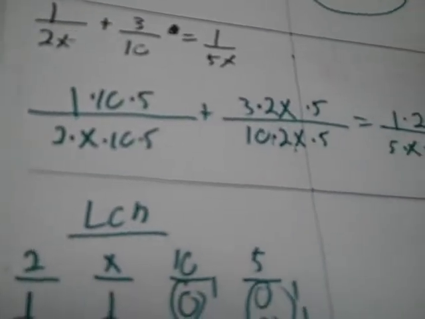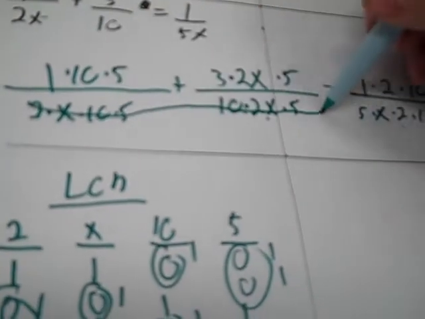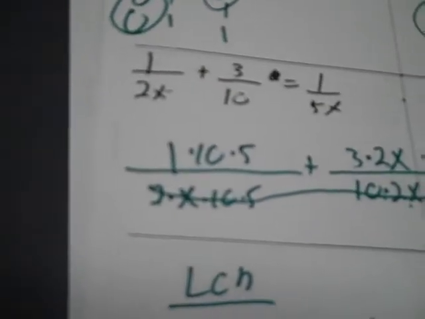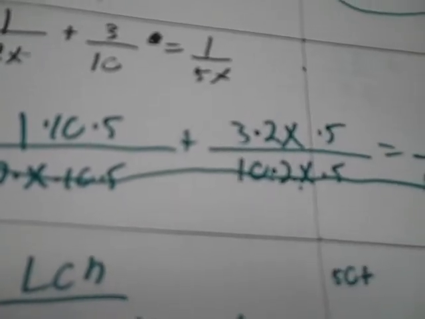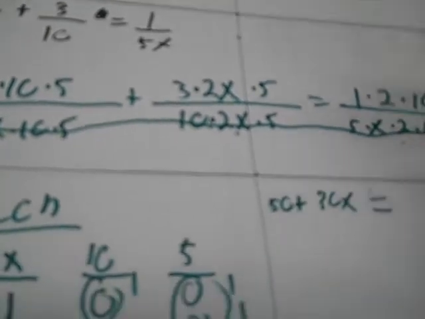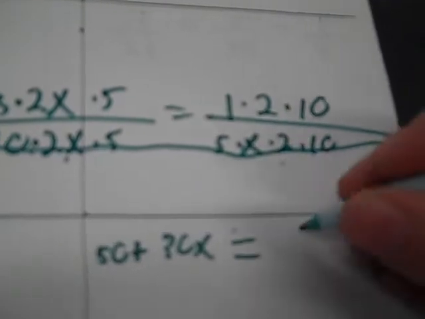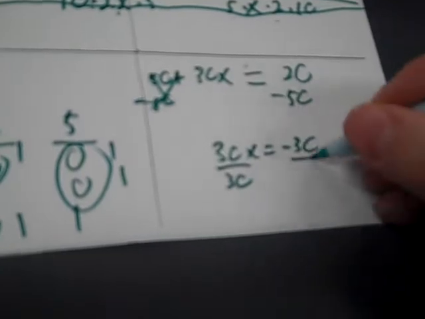Now the bottoms, through all that, are identical, and I can cross them out. Now, what's 1 times 10 times 5? Well, that'd be 50. What's 3 times 2 times 5? Well, 3 times 2 is 6, 6 times 5 is 30, so that'd be 30x. And over here, 1 times 2 is 2, times 10 is 20. And then you just solve for x. You subtract 50, which is negative 30, divide by 30, divide by 30, and you get negative 1.